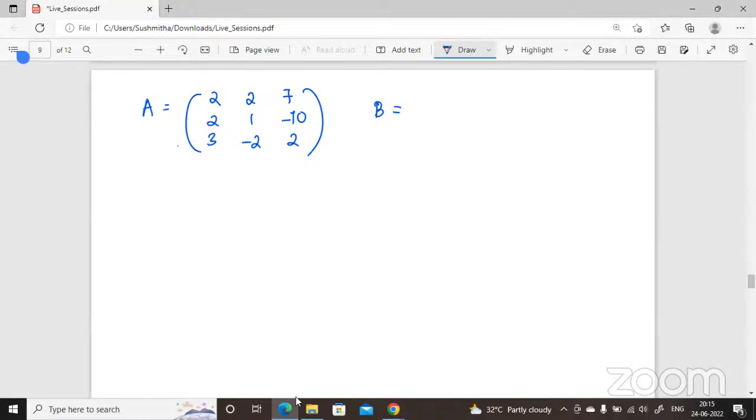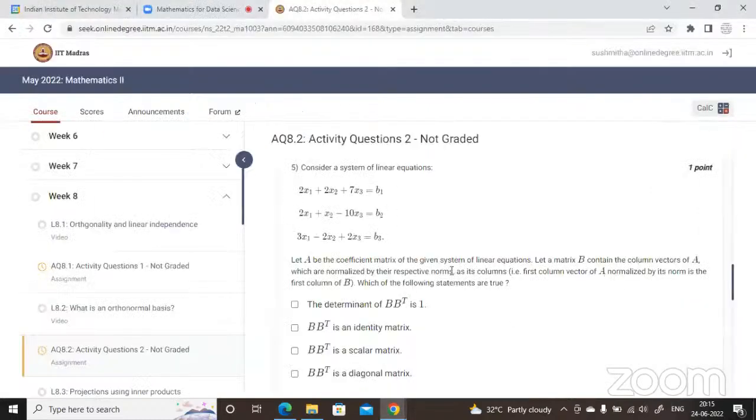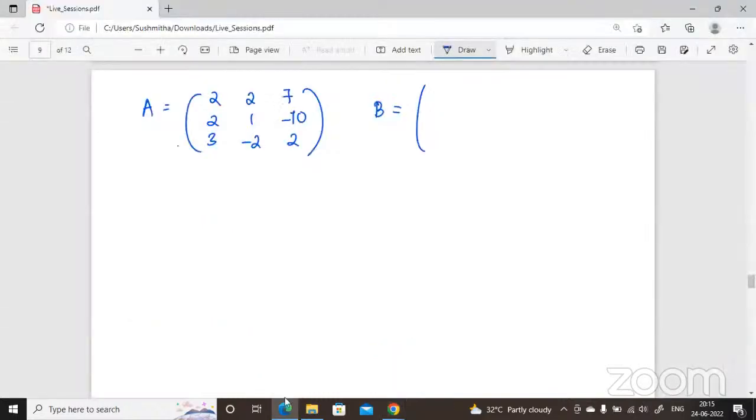Column vector of matrix A. What is the meaning, madam? Column vector of matrix. Normalized. Let a matrix B contain the column vectors of A, which are normalized by their respective norms as its columns. So the columns of B are columns of A after normalization. What is normalization? Divide by norm. Root 13.